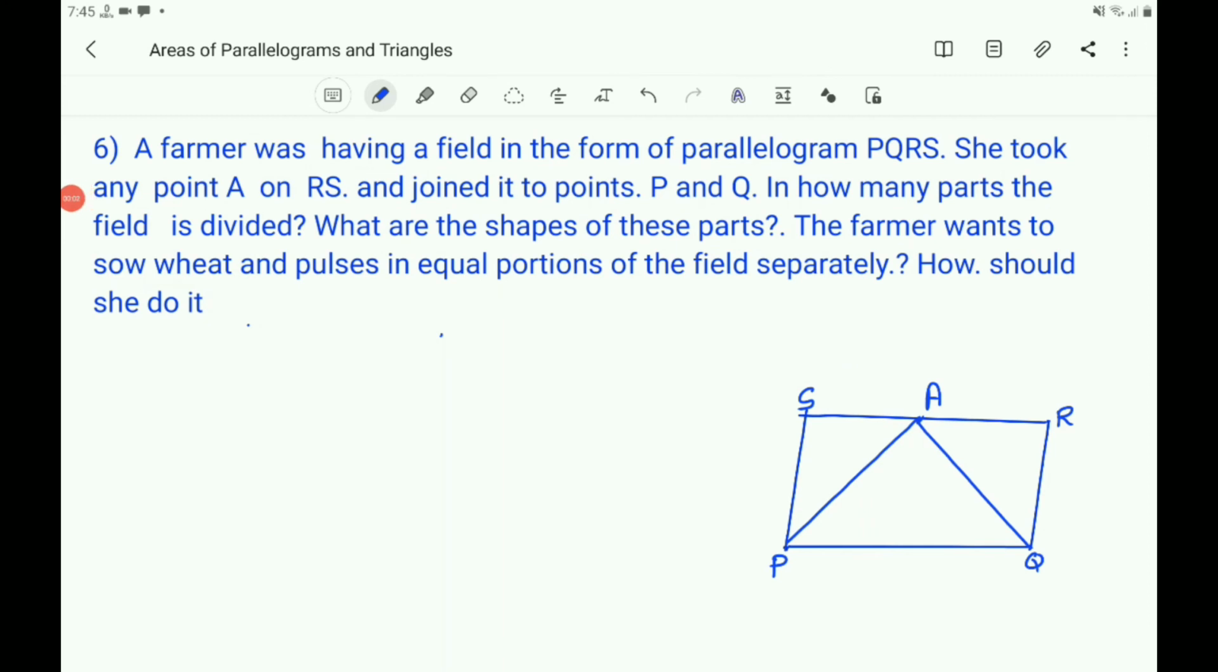Now the sixth question. A farmer was having a field in the form of parallelogram PQRS, and she took any point A on RS and joined it to points P and Q. In how many parts the field is divided? What are the shapes of these parts? The farmer wants to sow wheat and pulses in equal portions of the field separately. How should she do it?